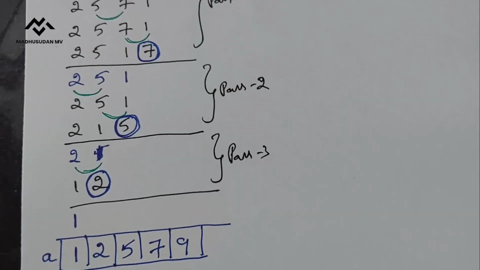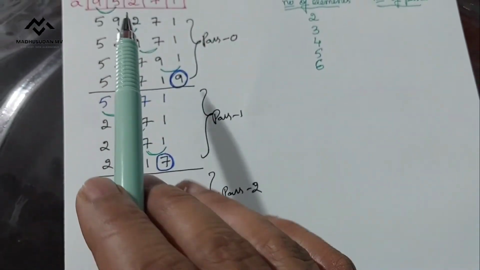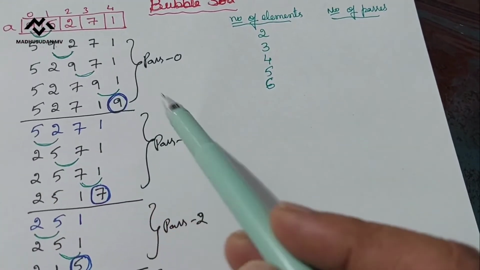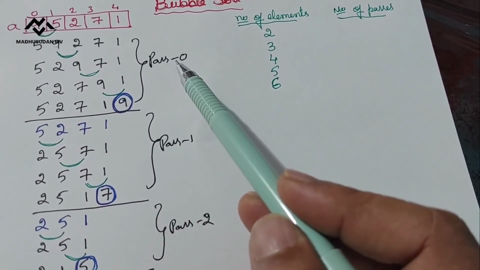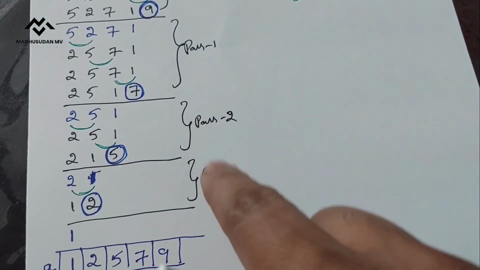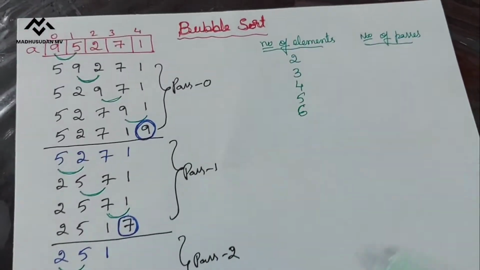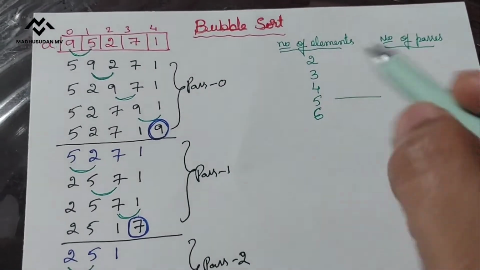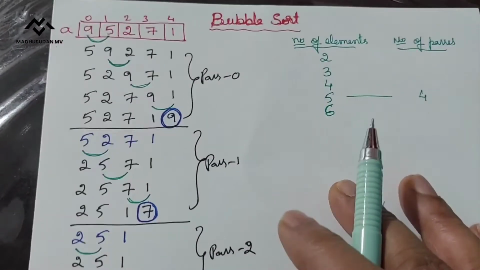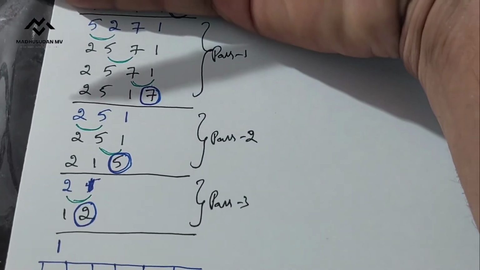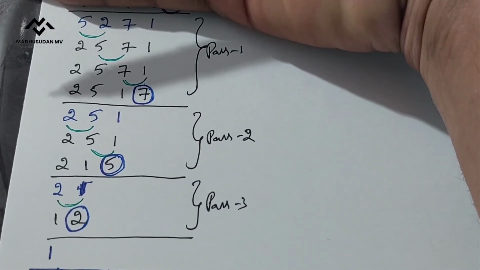Assume here, how many elements did we take? We took 5 elements. For 5 elements, how many passes did we take? We started with pass 0, then 1 pass, 2 pass, 3 pass, 4 pass. So for 5 elements, we took 4 passes. Suppose there are 4 elements. You leave up to here, so now we have only 4 elements. How many passes did we take? 3 passes. It's clearly observed, right?